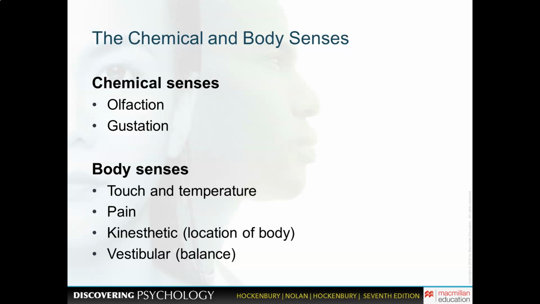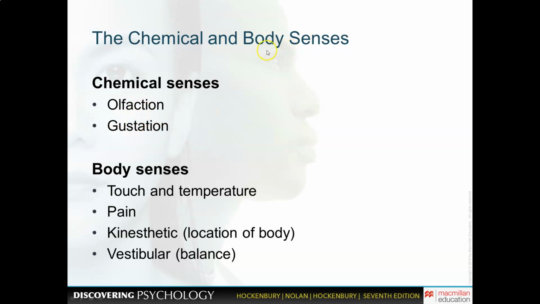Okay, so we're on to a new segment here, and we're going to start talking about our chemical and body senses. There are two basic chemical senses. We have what's called olfaction, which is really just a scientific term for smelling. And then our second chemical sense is what's called gustation, which refers to our sense of taste. So this is smelling and this is tasting.